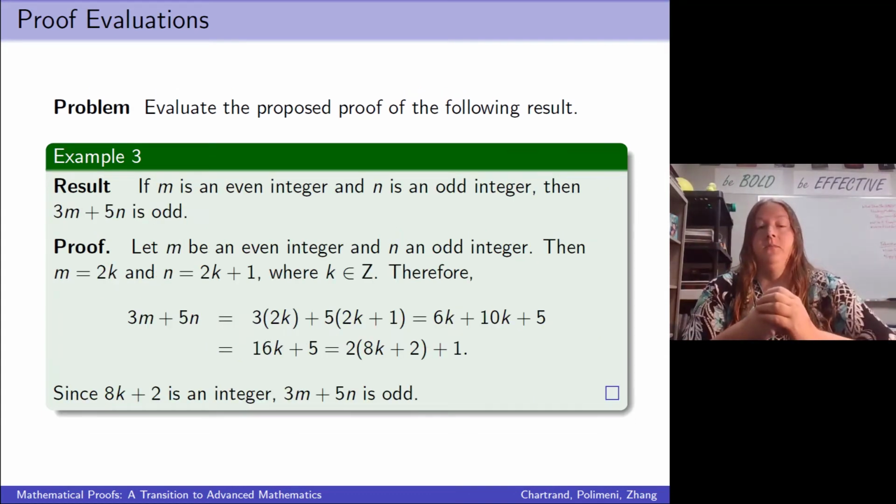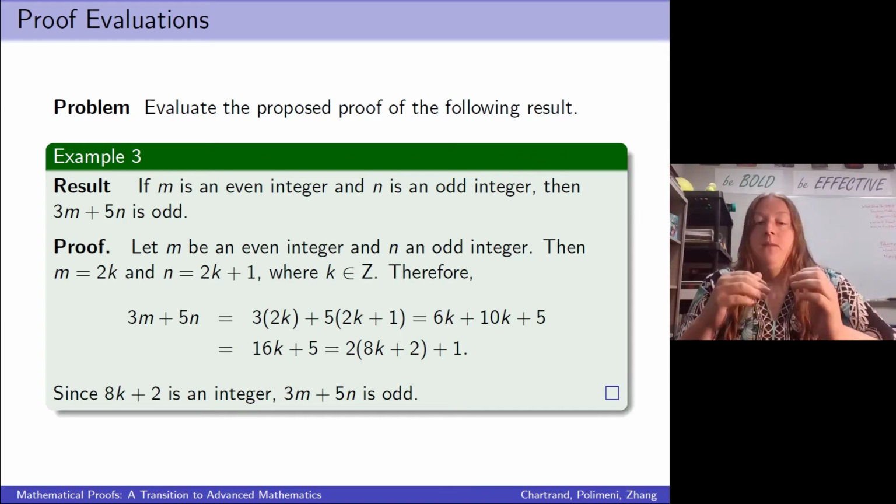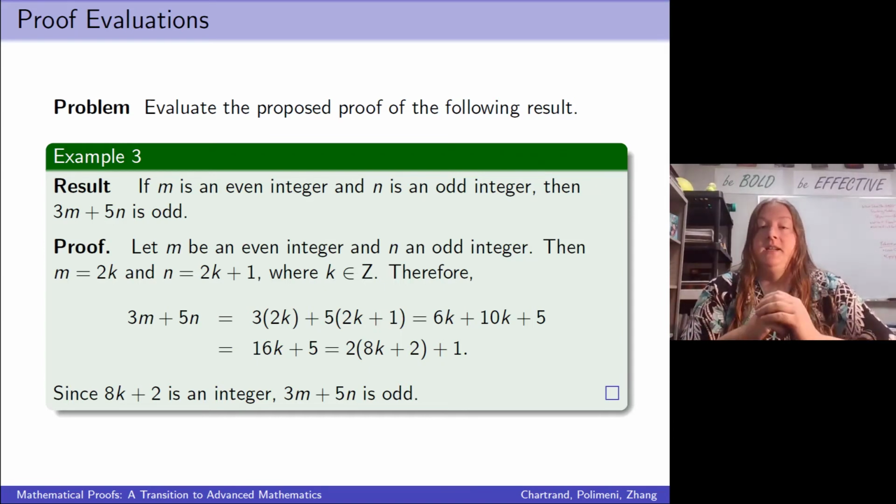So here's another example. We have m is an even integer and n is an odd integer. Then 3m plus 5n is odd. So let's take a look at the proof provided. We have m is an even integer and n is an odd integer. They make that assumption. That's great. That's the thing paired up with the if statement. Then m equals 2k and n equals 2k plus 1. That's the definition of even and the definition of odd.